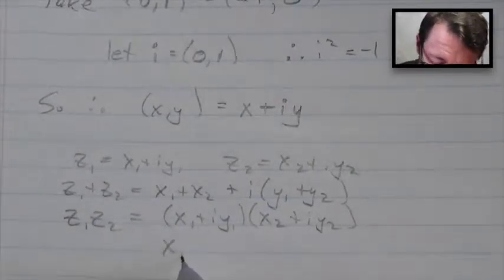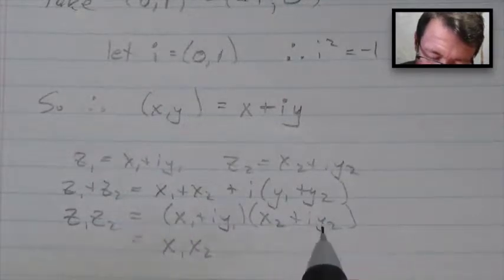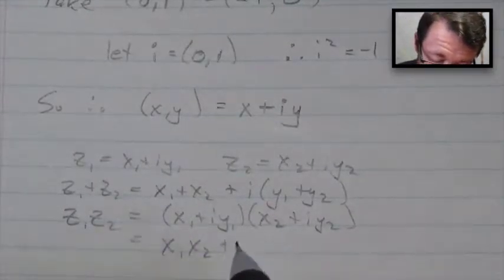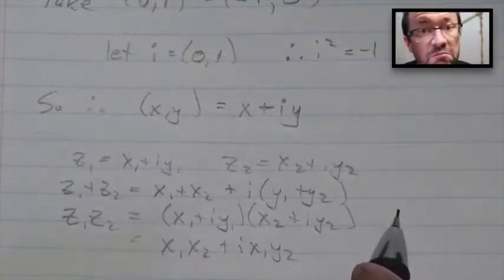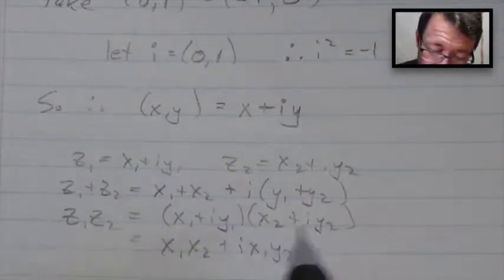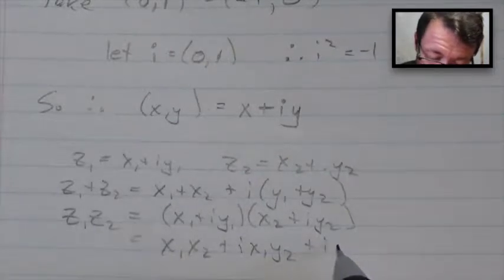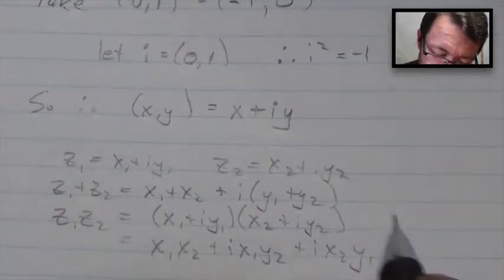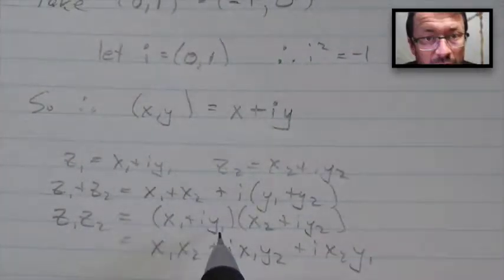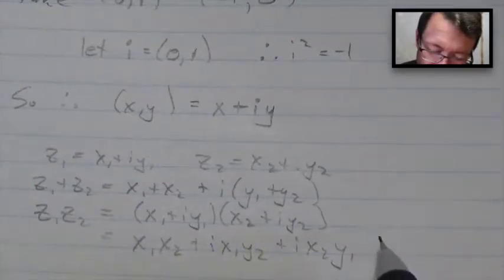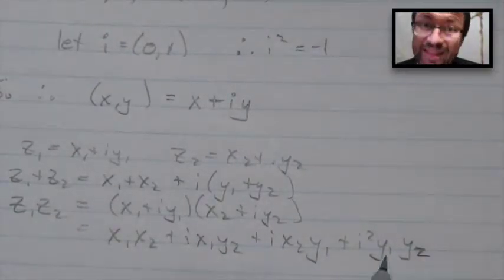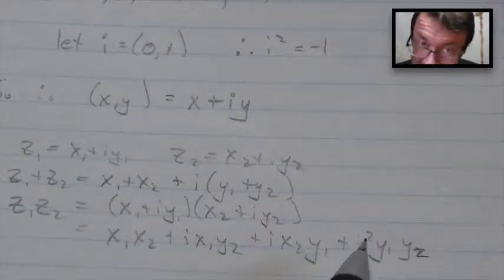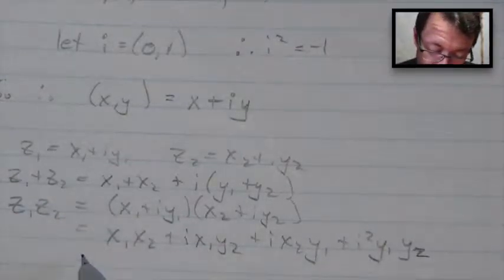x1 multiplied by x2 is x1 x2. x1 multiplied by iy2 is going to be plus i x1 y2. iy1 multiplied by x2 is going to be plus i x2 y1. And I'll probably change the order of that in a second, just to be consistent with what we have above here. But now watch this. iy1 multiplied by iy2, that is going to get me i squared y1 y2. Now, that's really interesting because of the presence of that squared i there.